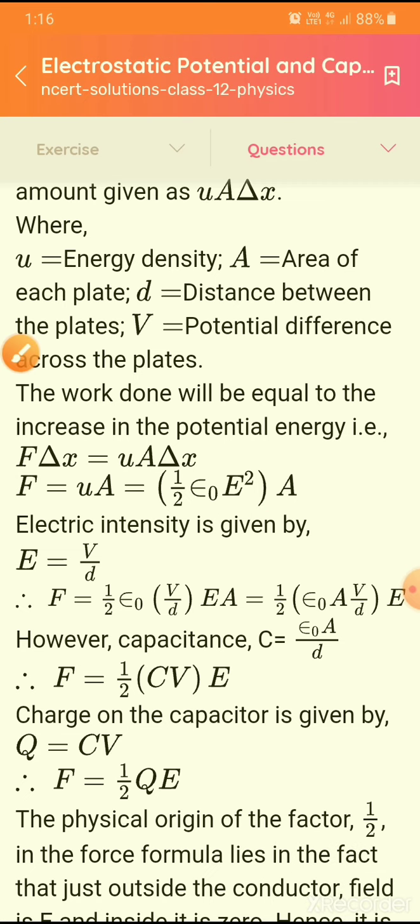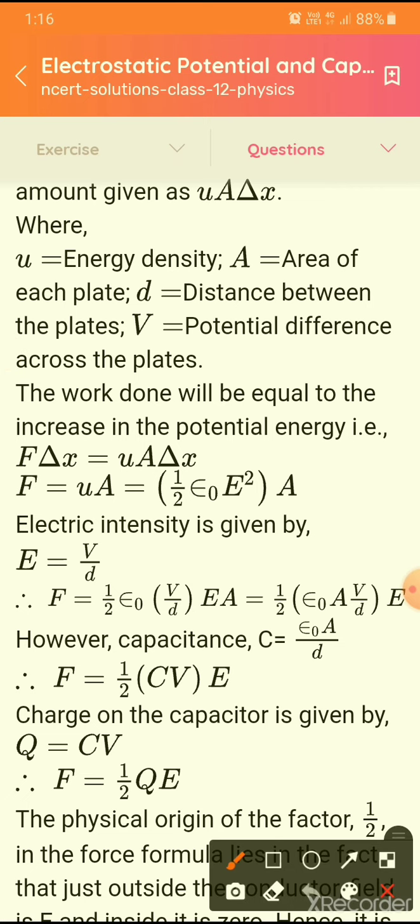The capacitance C is equal to epsilon naught A divided by D. Instead of epsilon naught A divided by D, we can substitute the value of C, so that F is equal to half into CV into E. But we know that CV will be the charge Q on the capacitor, so CV can be written as Q, so that F is equal to half into Q into E.